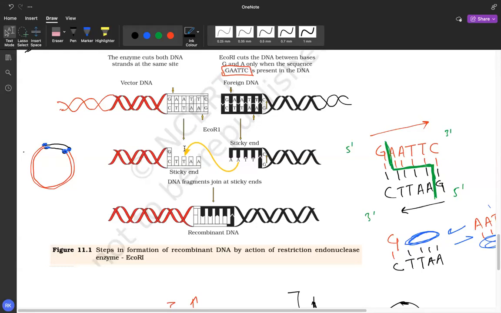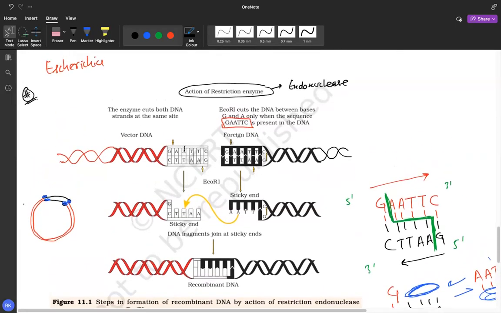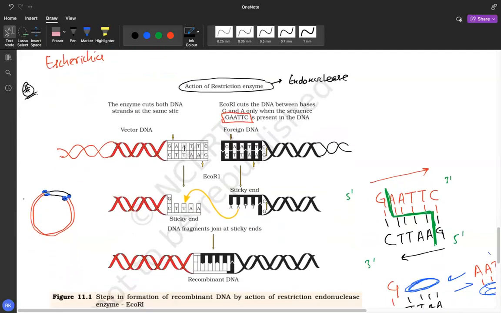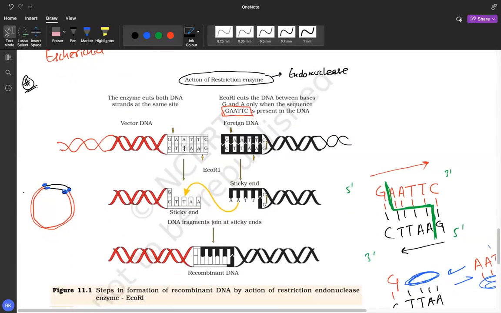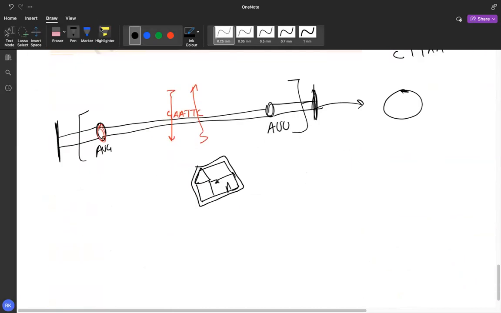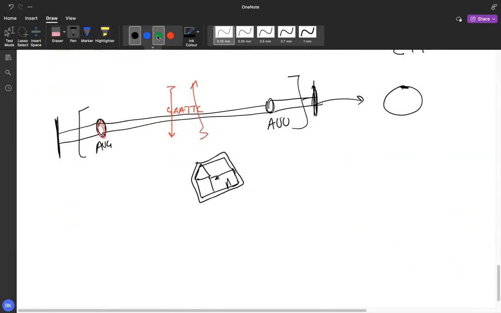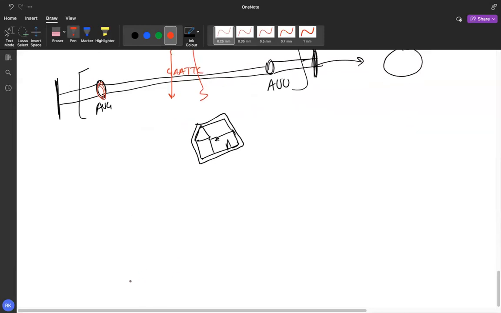Sorry, I didn't understand your question. E. coli is cutting from the middle means? So as you said, EcoR1. Sorry, EcoR1 is getting, yeah. Right. I got it. So what is a gene? A gene is a sequence, right?